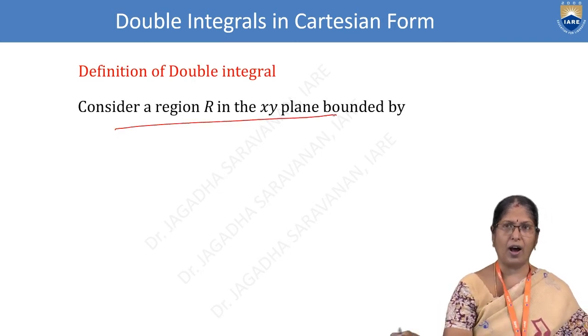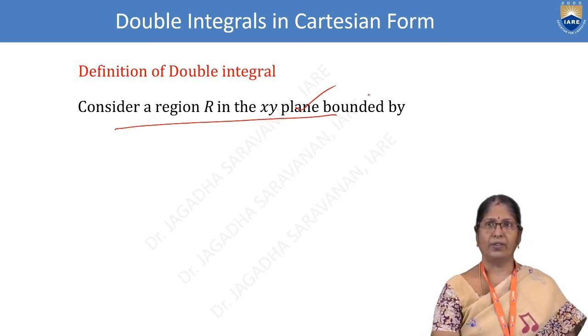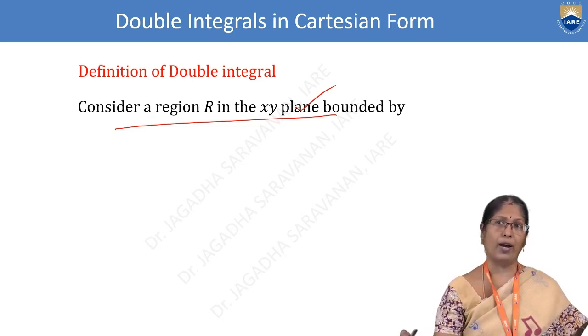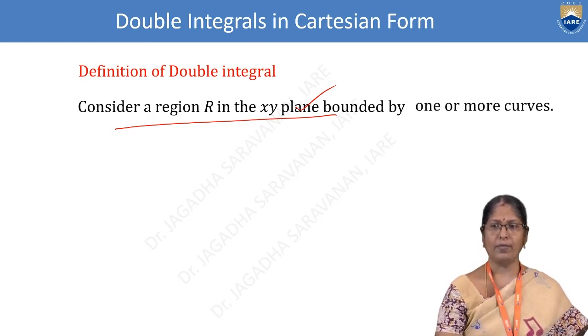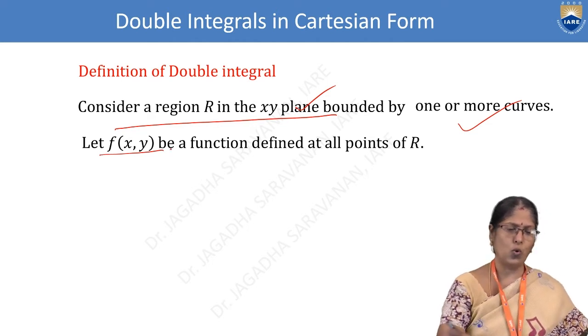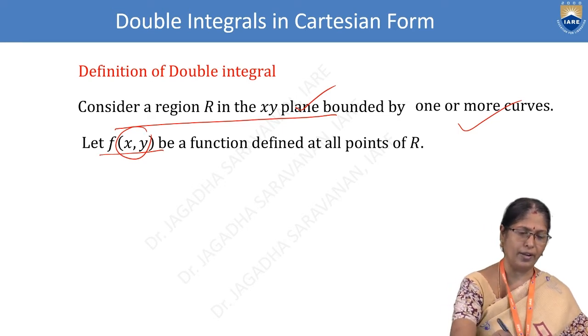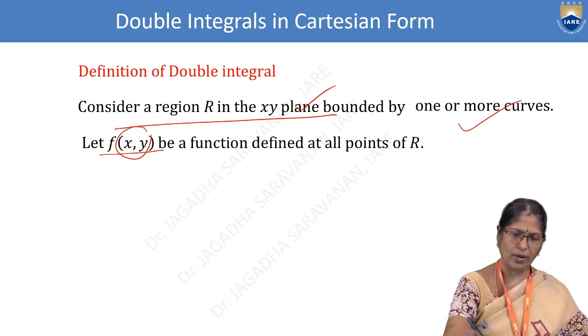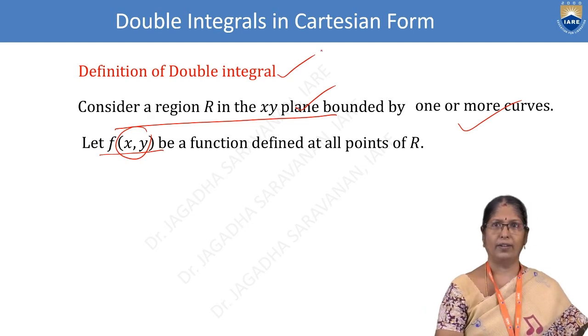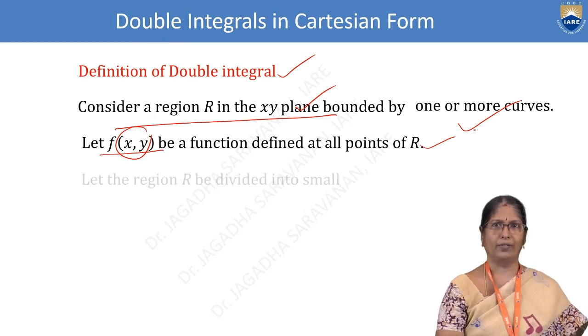Now, the region R in the xy plane is bounded by one or more curves. f of x comma y is a function defined in two variables, and that's what the double integral is about. It is defined at all points of R.